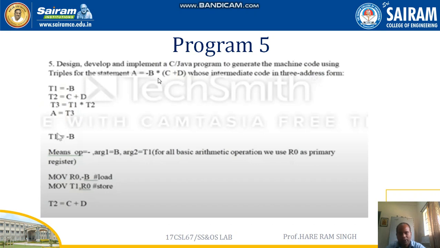For these triples, the statement is A = -B * (C + D). So it should be executed as triple statements. First of all, we take T1 = -B. As in microprocessor assembly language, which you might have studied, let us see how to execute T1 = -B through a register.